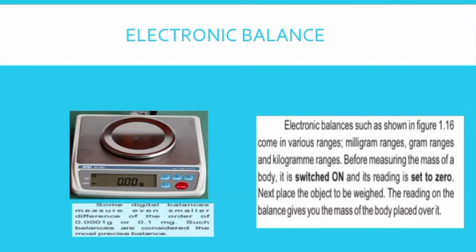Before measuring the mass of a body, the balance is switched on and its reading is set to 0. Next, place the object to be weighed. The reading on the balance gives you the mass of the body placed over it. Now we discuss the procedure of electronic balance.